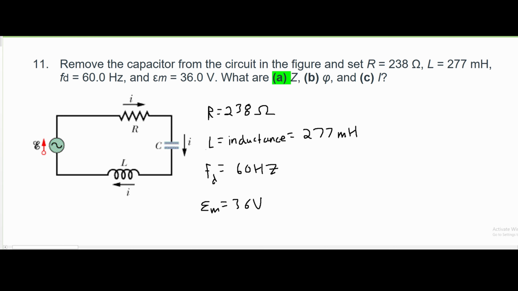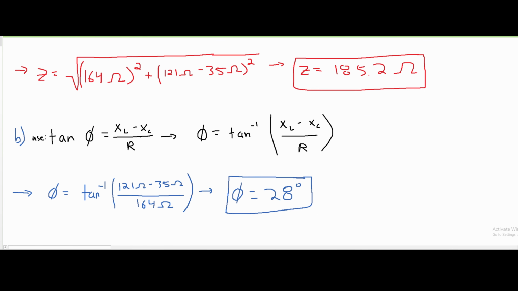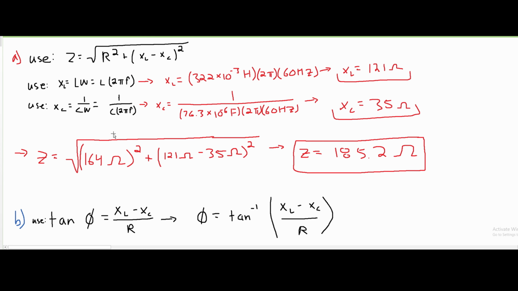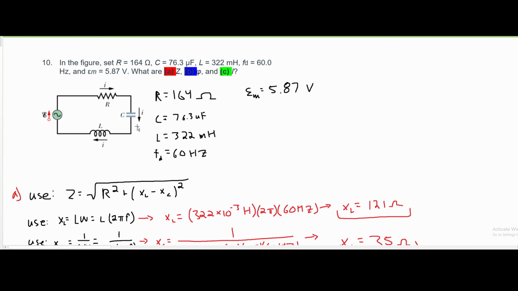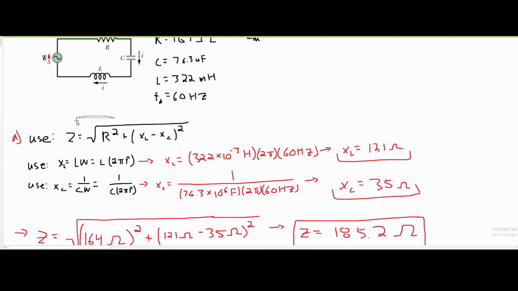To solve for Z, we can use a formula which we previously used, and that is that Z is equal to the square root of R squared plus (X_L, which stands for inductance, minus X_C, which stands for the capacitor) squared. We got that from previous problem 10. We also need these two formulas below it, X_L and X_C, because typically we're not given X_L and X_C. We have to break it out and solve for this.